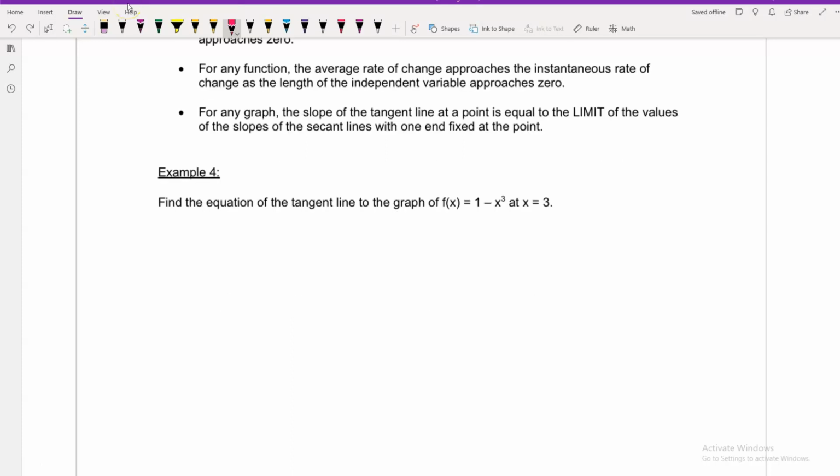Example: find the equation of the tangent line to the graph of f of x equals 1 minus x cubed at x equals 3. Since the y-coordinate at x equals 3 is 1 minus 3 cubed, so it's 1 minus 27, which is equal to negative 26. So f of 3 is equal to negative 26.